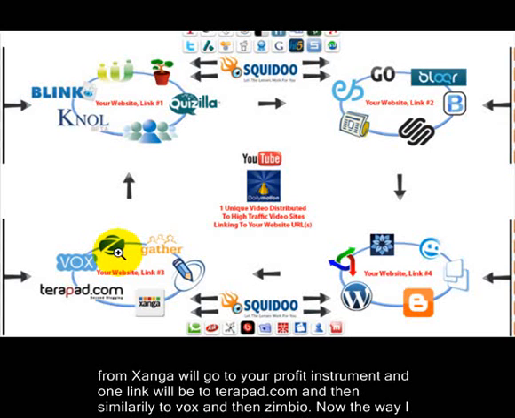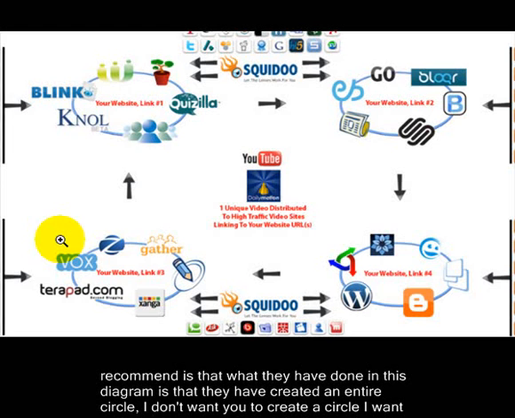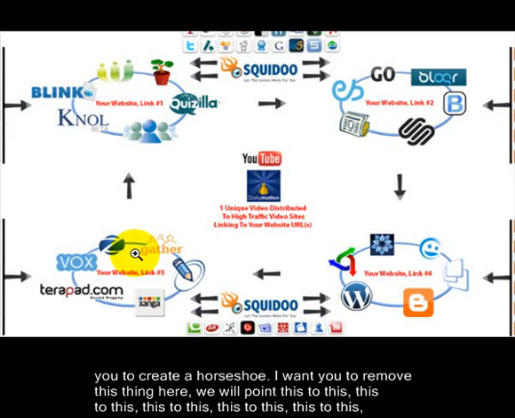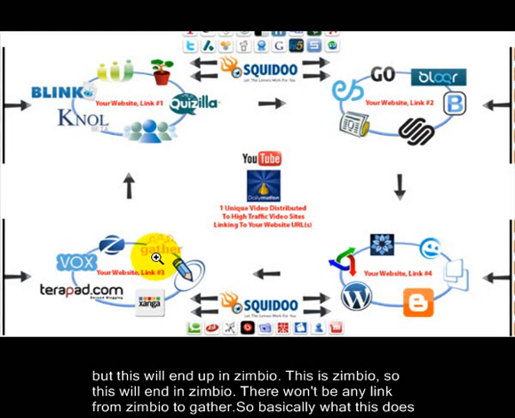Now, what they have done in this diagram is they've created an entire circle. I don't want you to create a circle. I want you to create a horseshoe. Okay. I want to remove this link here. You want to point this to this, this to this, this to this, this to this. But this will end in Zimbio. There won't be any link from Zimbio to Gather. Okay.